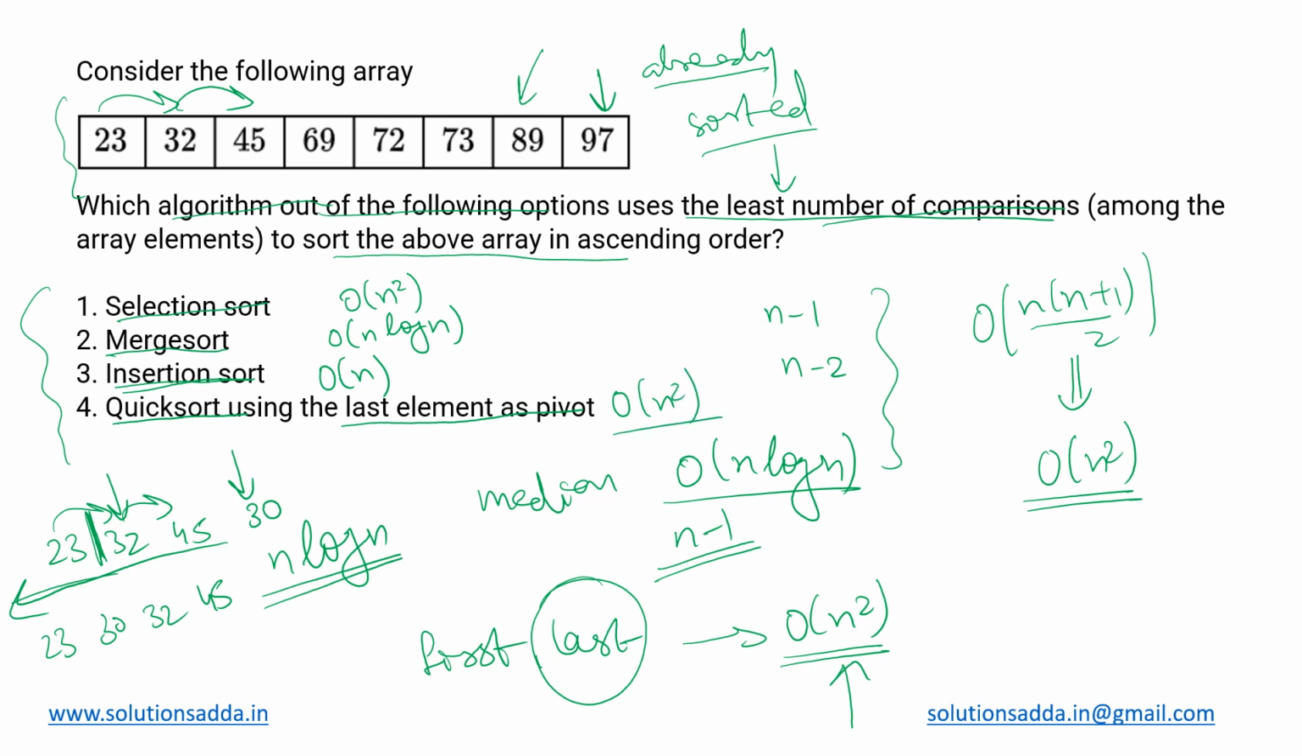So which of the following is giving the least number of comparisons? That is the insertion sort algorithm. Its complexity as well as the number of comparisons required is linear, order of n, and it will involve 0 swaps for the already sorted input. So for this, the third option, that is insertion sort, will be true.